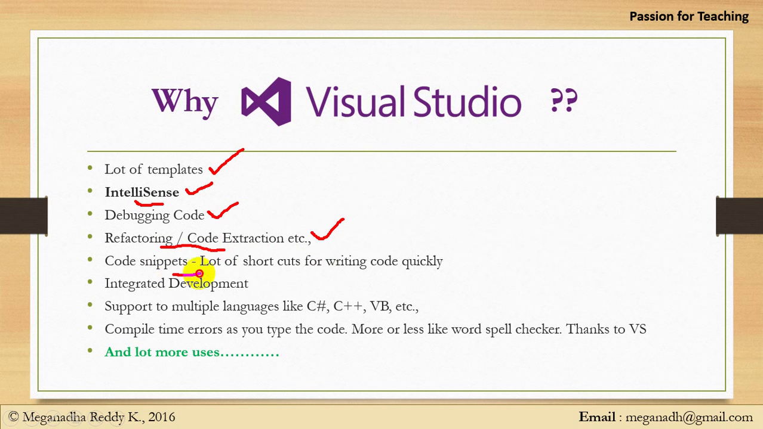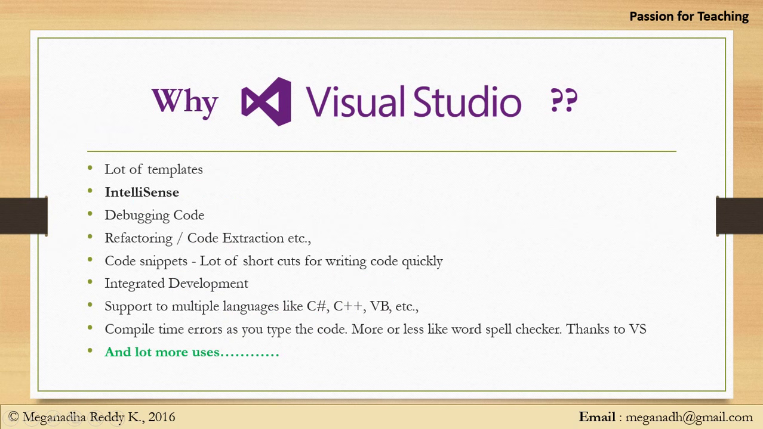For now, just keep in mind we can even do code extraction and refactoring using Visual Studio. And code snippets, a lot of shortcuts for writing code very quickly. We saw that svm tab generated static void main. And integrated development environment: we can have multiple projects in the same solution explorer, and that is called integrated development environment. We'll understand that slowly down the line. And it supports multiple languages like C#, C++, VB. I'm going to show that to you now.